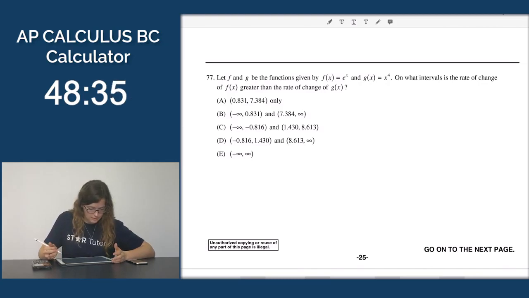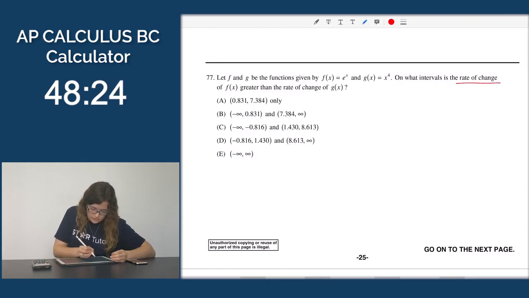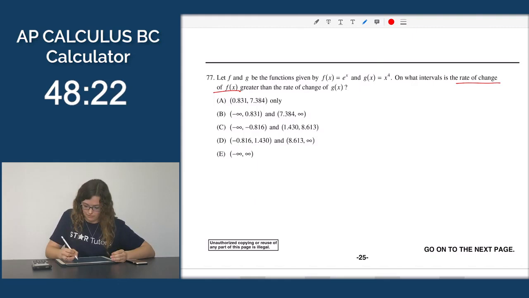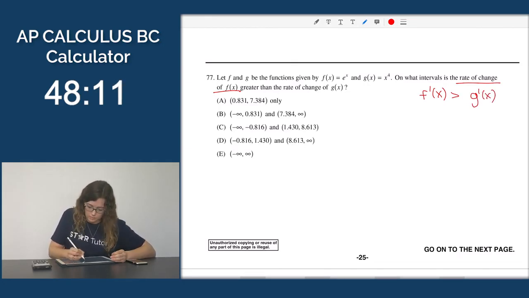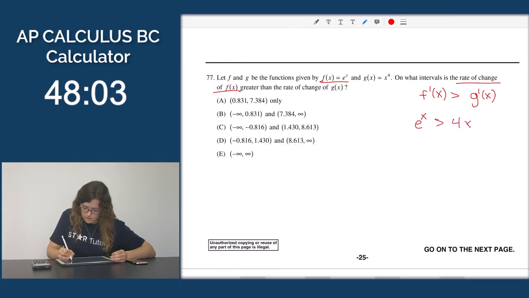77. Let f and g be the functions defined by e to the x and x to the 4th. On what intervals is the rate of change of f greater than the rate of change of g? Okay, so rate of change of f just means the derivative, f prime. So I'm looking for where f prime of x is bigger than g prime of x. The derivative of e to the x is just e to the x. And the derivative of g of x is 4x cubed. So I'm looking for where e to the x is bigger than 4x cubed.